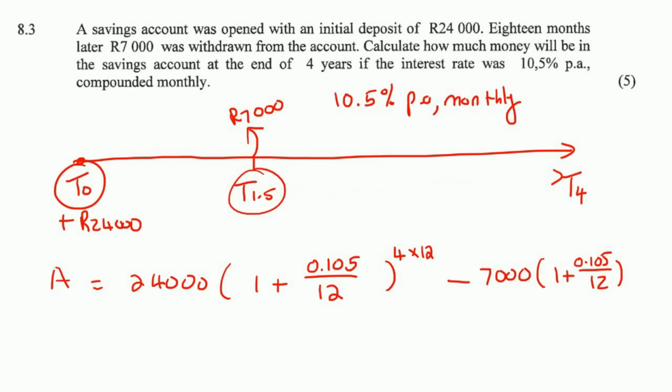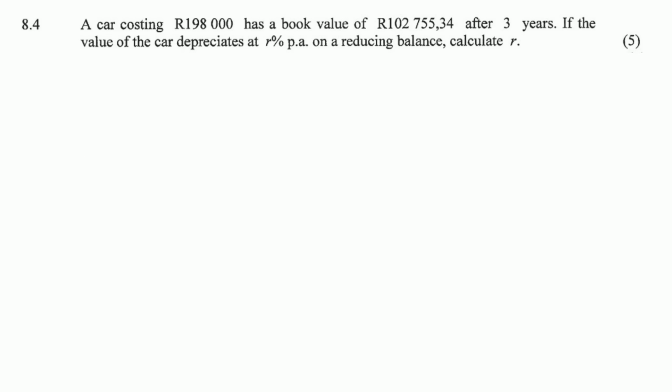Now how long is it from here to here? Well, that's going to be 2.5 years. So you can say 2.5 multiplied by 12, which is the same as 30. And now we can simply go and calculate all of this in one step. And the final answer there will give us 27,369.56.